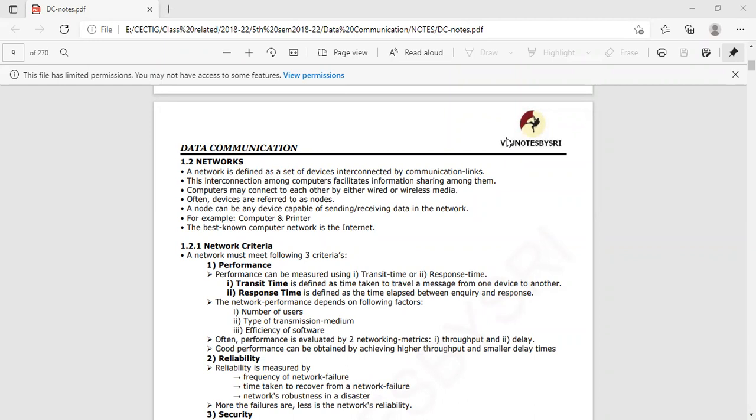So all these things will be the criteria of a good student. Attendance is also a criterion. So these are the criteria to measure a good student. Similarly, performance is a criterion for networking. So for a good network, what is the performance here?